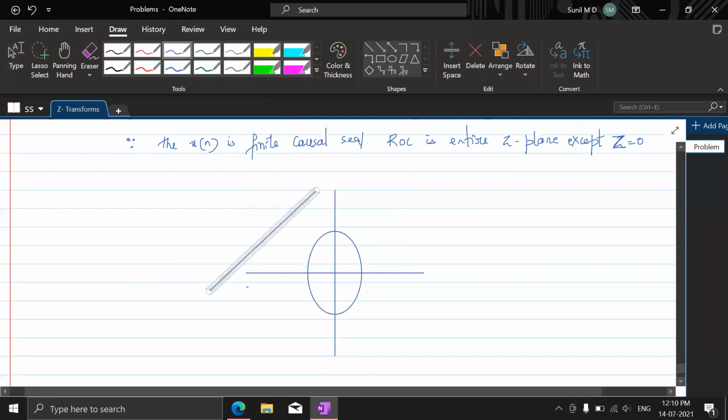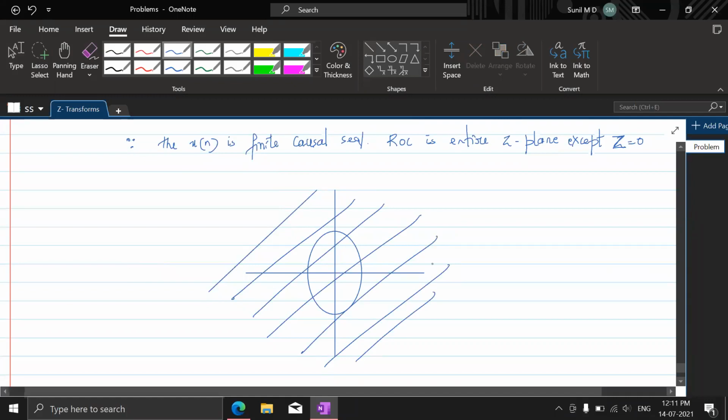See here. These are all lines we need to have, because it's the entire z plane. They say entire z plane because it is a finite sequence, except z equal to 0. So this is real z, this is imaginary z. So except z equal to 0, it's the whole z plane. Except z equal to 0 is what is understood, but that cannot be shown here. Entire z plane except z equal to 0 is the ROC.